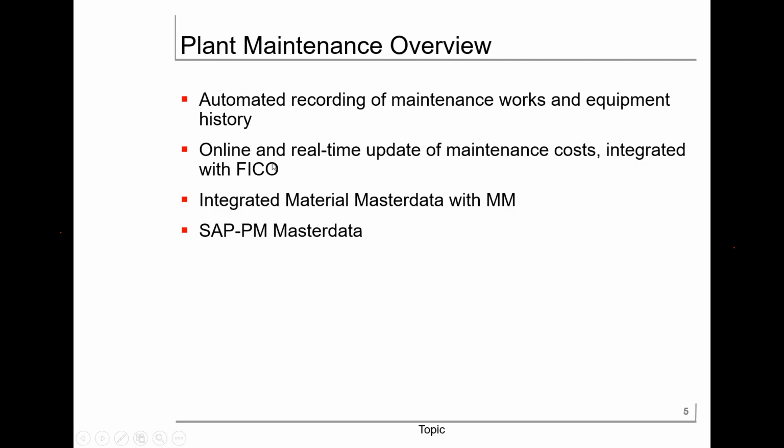Now in the second line, what is mentioned? Online and real-time update of maintenance cost integrated with FICO. Exactly. Maintenance means, say, I have a motor and there is a shaft in the motor. The shaft got burnt and it has to be replaced. Finally, there is a cost incurred in this maintenance work. A new shaft has to be purchased and installed in the motor. At this point, a maintenance cost will be generated for that maintenance work, and that cost will be settled to finance and controlling.